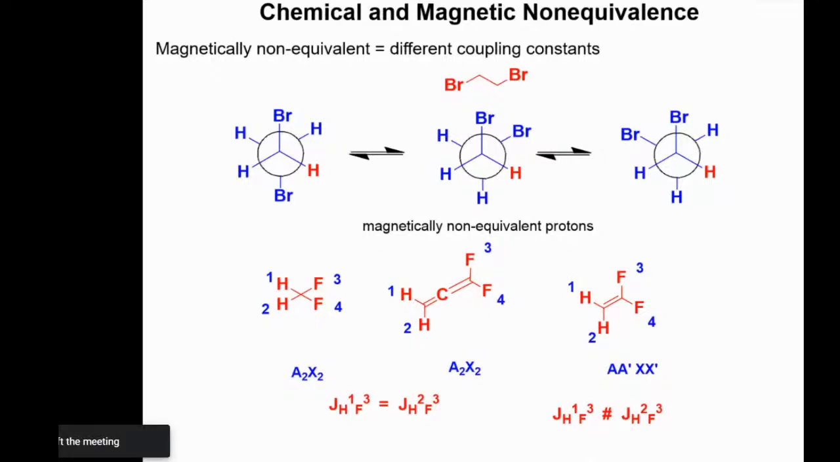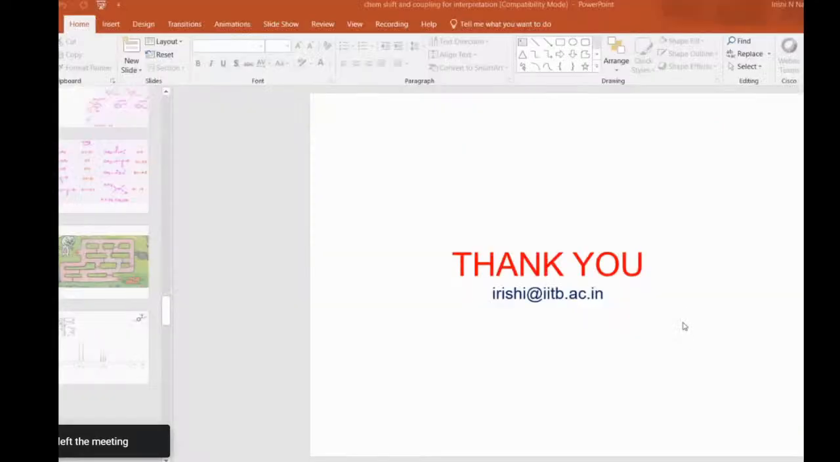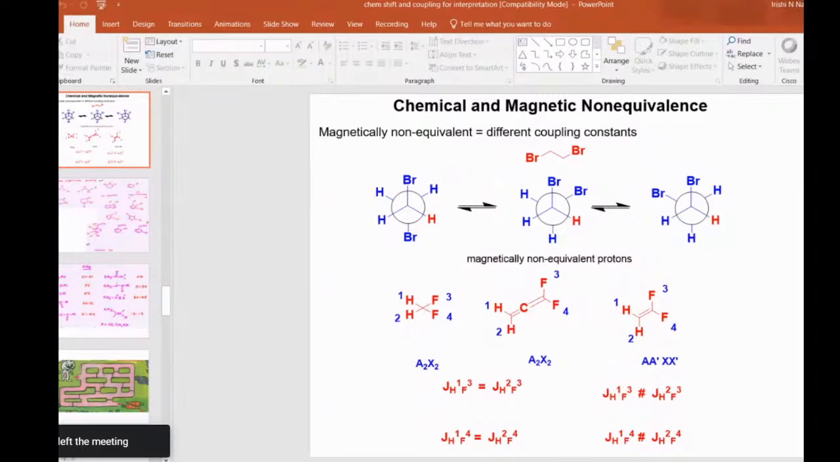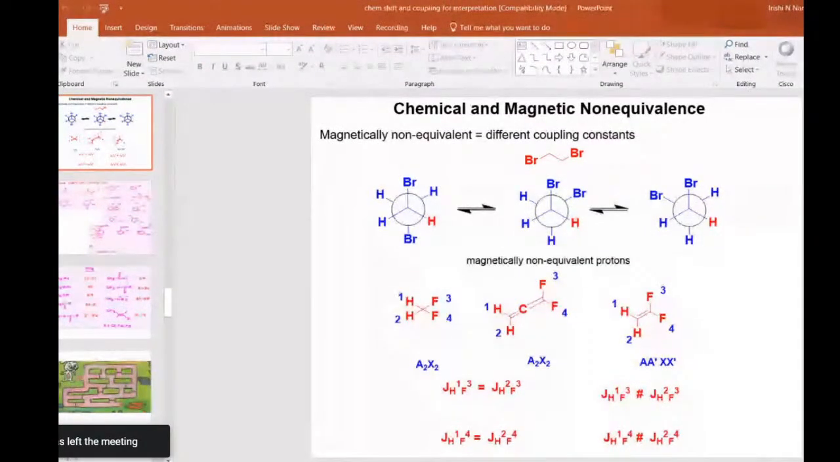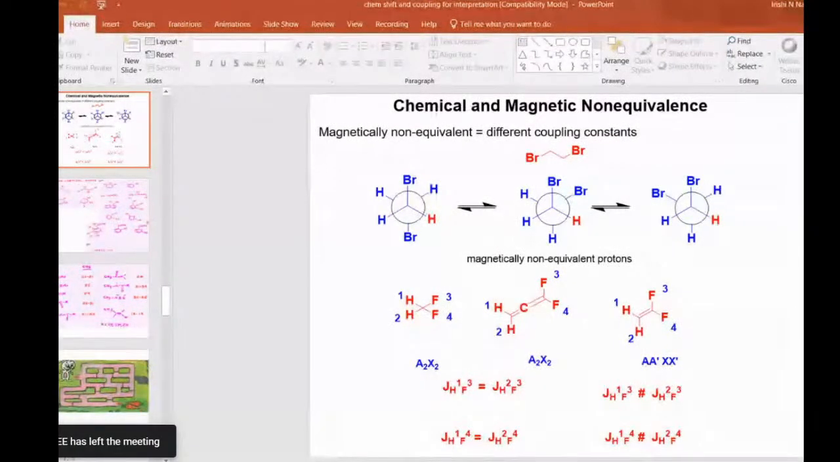I think Silverstein Bassler is a very good book for this purpose. What do you think about Morrison and Boyd? That is the one I used to study when I was in an MSc class. Yeah, Morrison and Boyd is a general organic chemistry book. But if you want a book on NMR spectroscopy in particular, Silverstein Bassler is very good. I may also have a few others. Let me see whether I can.